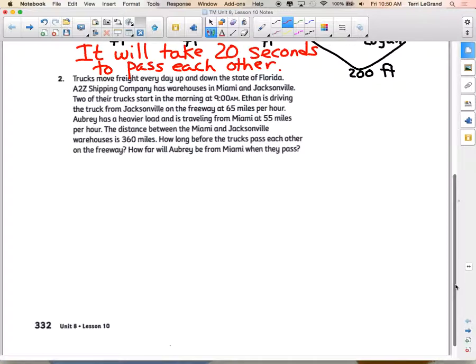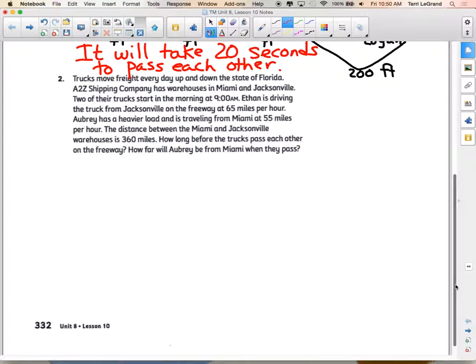Trucks move freight every day up and down the state of Florida. Guess what they do in North Dakota too, don't they? Across the state, and probably more than up the state, but if you're out on the interstate, you see a lot of trucks, don't you? A2Z, that's an interesting name.